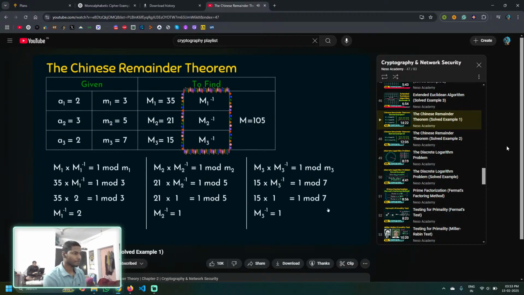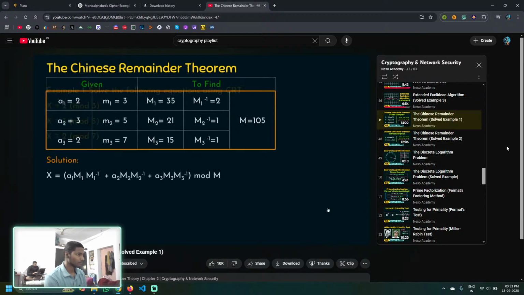So we have found out the values of capital M1 inverse, capital M2 inverse and capital M3 inverse. We will substitute the values. So now we got all the values that are required to find the value of x. Alright, we know how to find the value of x, which is this. So it's clear that we have all values that are required to be placed here.